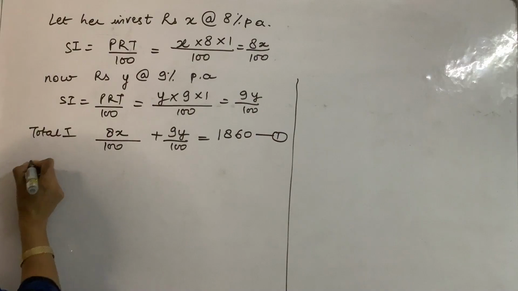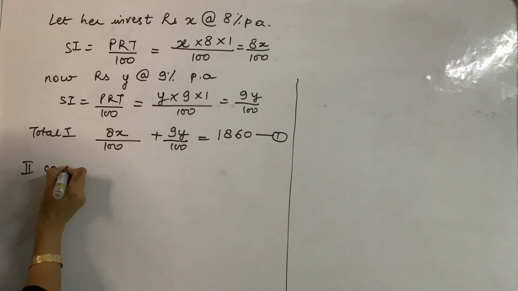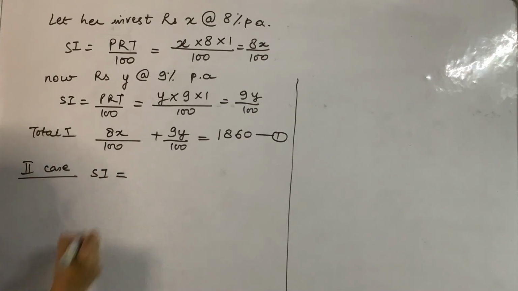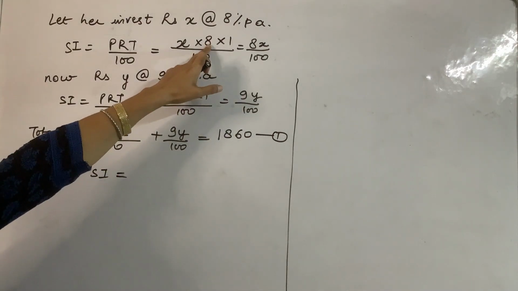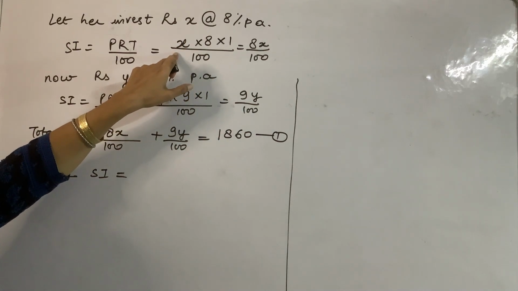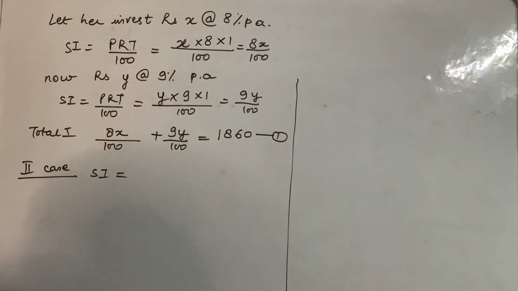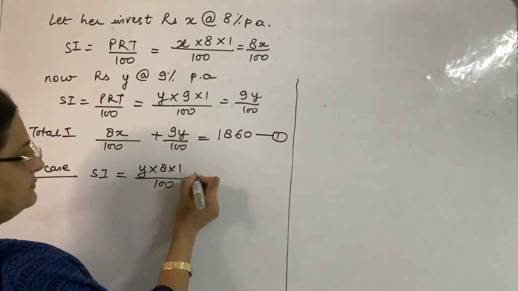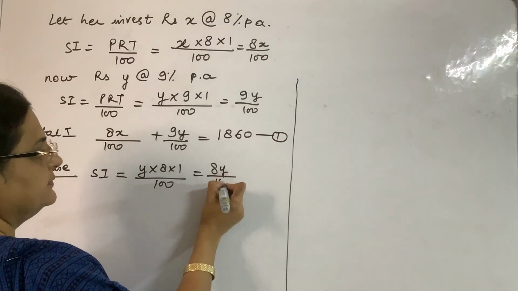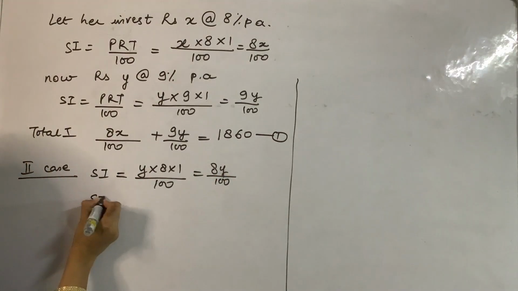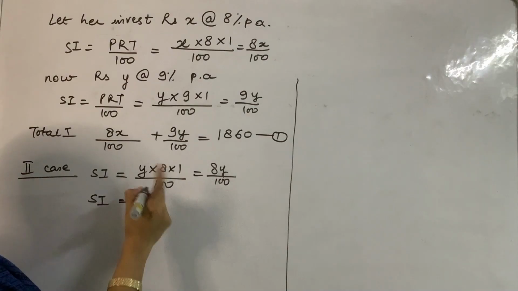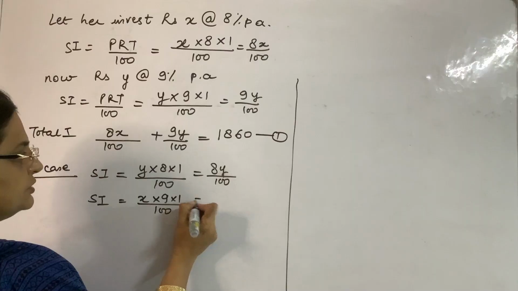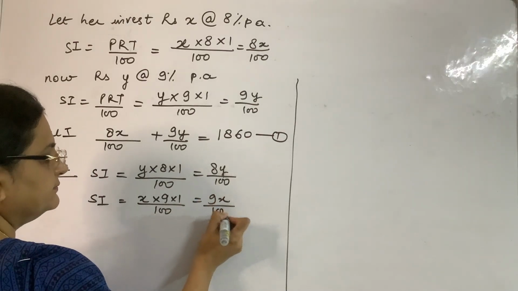Now for the second equation, second case. Now the simple interest will be, over here at 8% she had invested X rupees. Now she will invest how much? Y rupees. So Y into 8 into 1 upon 100, 8y upon 100. And simple interest for 9% will be x into 9 into 1 upon 100. So this will be 9x upon 100.